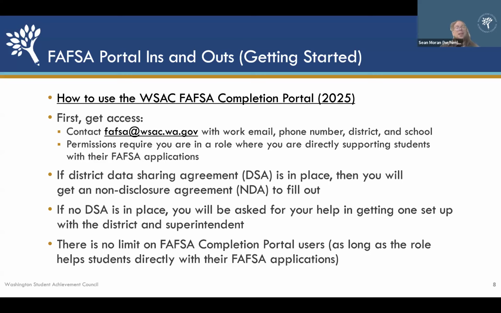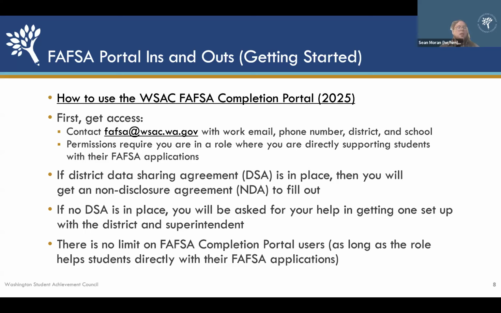That means that if you were to take the information from the portal and, let's say, share it with your team, that is in violation of the NDA and DSA. It is important to make sure that other people at your school who are also directly supporting students, such as if you're in a counseling team, are also getting their NDAs filled out.